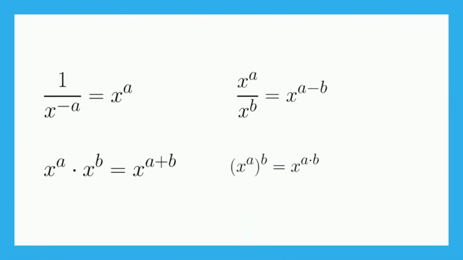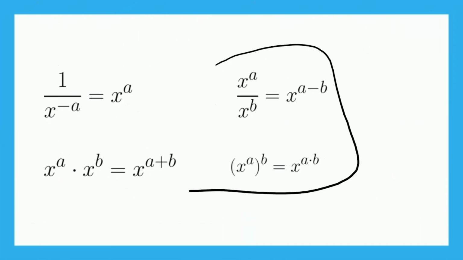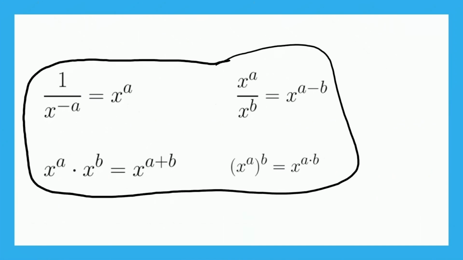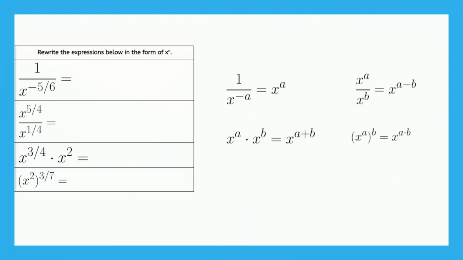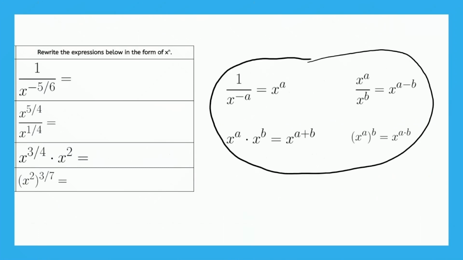Now let's see if we can pair each of these 4 properties with specific problems, and then eventually we're going to try to solve those problems. So over here, we have 4 expressions that we're going to try to rewrite in the form of x to the power of n. In just a moment, I would like for you to pause the video and draw an arrow from each of these properties to its corresponding expression over here.